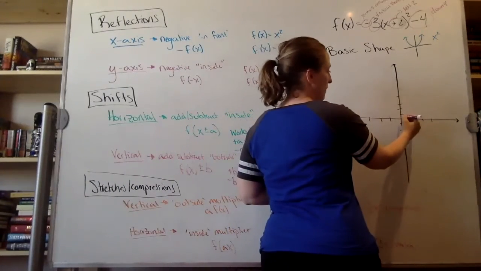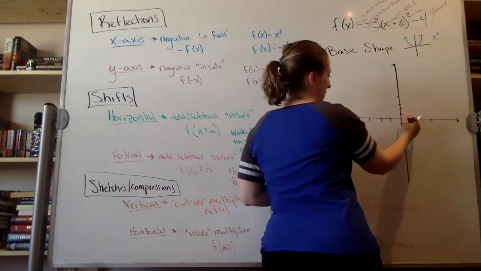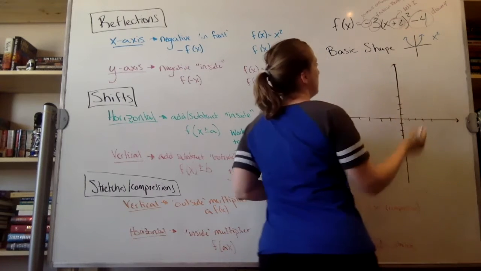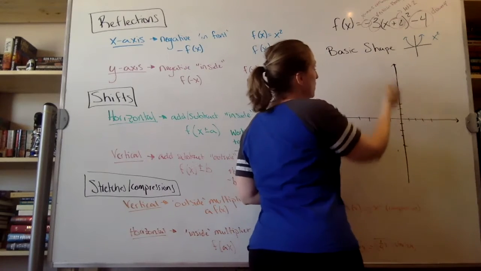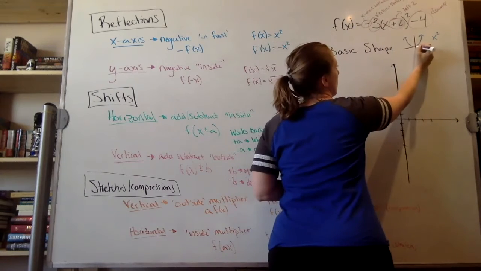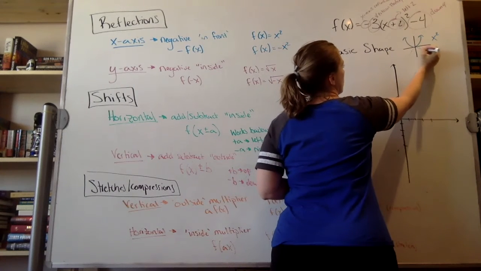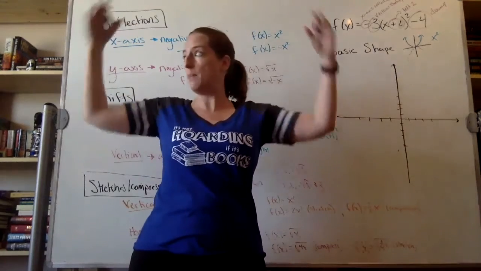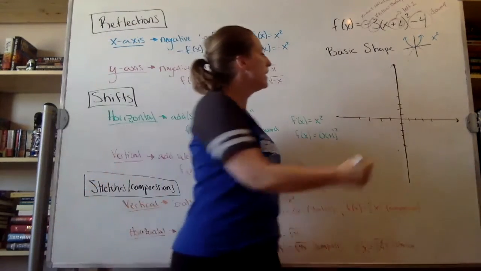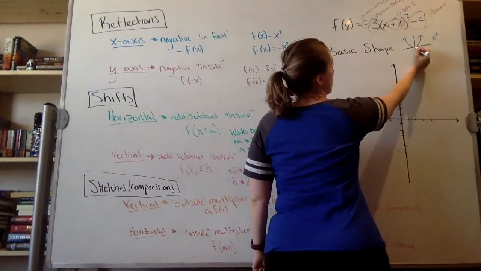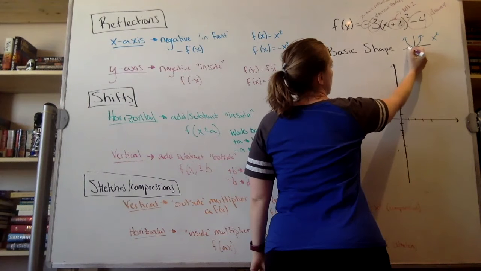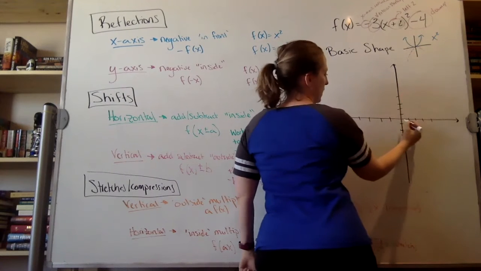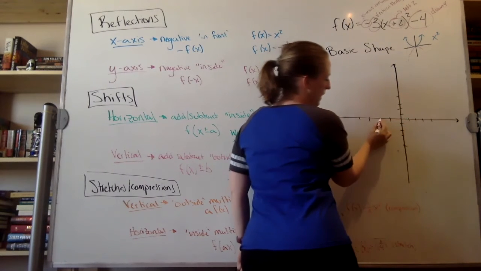I'm going to take my original function, which was here, and opened upward, and I'm going to do all these things to it. So first of all, when I reflect this across the x-axis, this graph is going to open down. So my reflection will make my graph switch from opening up to opening down. Okay? What else have I done? I've shifted this graph left 2 and down 4. So over here, I'm going to go left 2 and down 4.